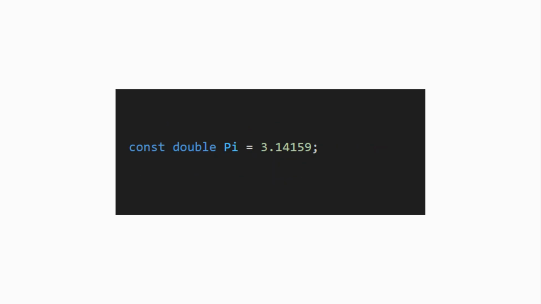In C#, there are two ways to create variables that can't be changed after they're set. A constant, or const, is a variable whose value must be assigned at the time of declaration and cannot be changed anywhere else in the program. Constants are perfect for values that are meant to remain fixed, like mathematical constants or configuration values. In this example, const double pi equals 3.14159 sets a constant value for pi that will always stay the same.